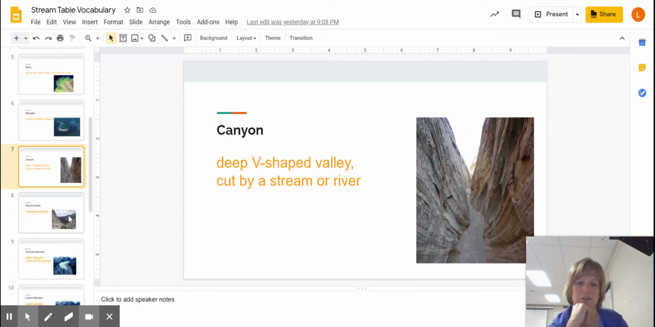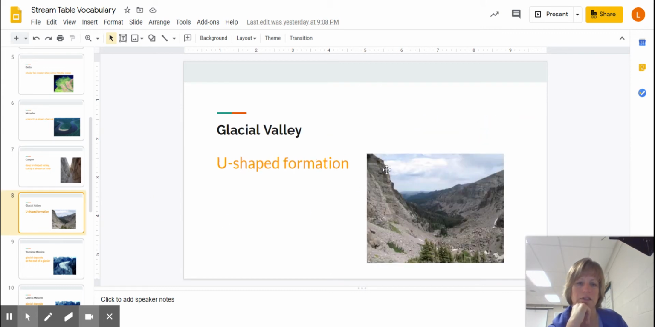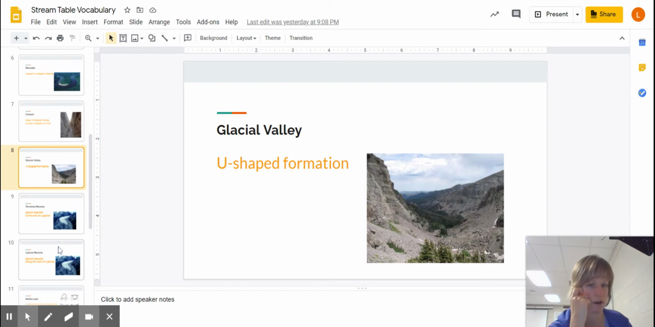So what about the difference here? So we see a V with a canyon. Now notice this, a glacial valley. We don't see a V shape anymore. Instead, we see a U. Now, I know it's not quite as high on this side, but that is more of a U-shaped valley, and that tells us glaciers. So the rest of the terms are related to glaciers, or erosion by ice is how you can think of it.